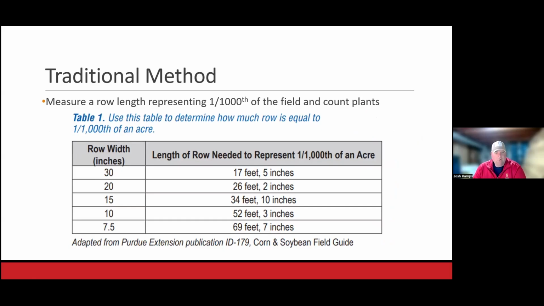As we narrow our rows, we often have a little bit greater spacing between the seeds. So that's why we need to measure a little bit longer area to get a better reflection of what that entire area in the field is.